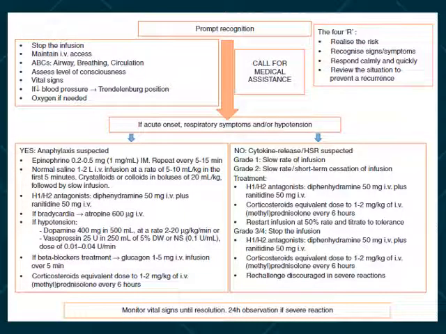The next two slides are from Cancer Care Ontario, looking at how we manage anaphylaxis events, these hypersensitivities or infusion reactions, and what we need to do. Again, it's very similar and easy to break down: prompt recognition. What do we do? In this first box on the left: stop the infusion, maintain IV access. Your ABCs, airway, breathing, circulation; assess level of consciousness, vital signs, and whether the blood pressure is low, and then oxygen if needed. Get someone on board. Is anaphylaxis suspected, yes or no? And then what we do from there.